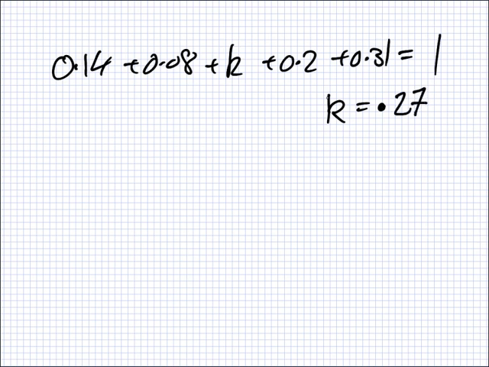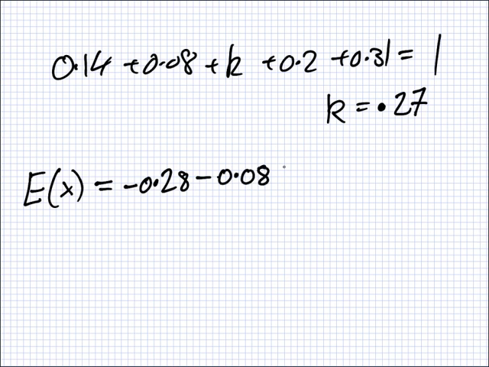0.27? Now the next one is calculating the expected value, and the formula is you multiply the probabilities with the x's. So that would be minus 0.28 minus 0.08 plus 0 plus 0.6 plus 1.55. Is that the last one, 1.55? Right, so what does that total? 1.79?